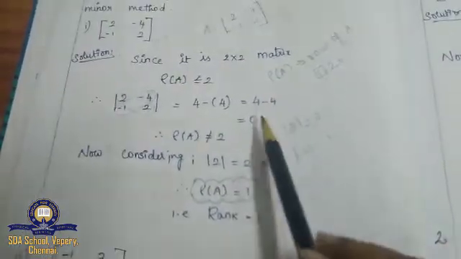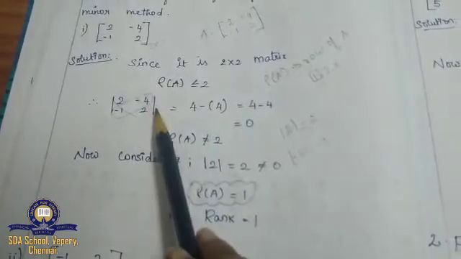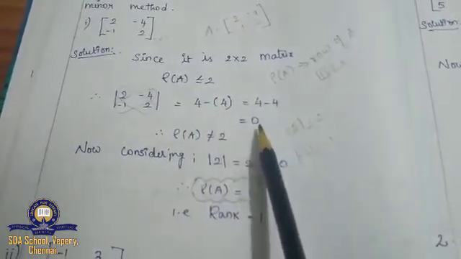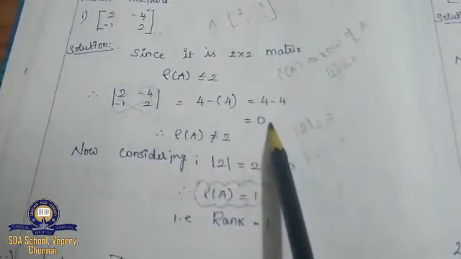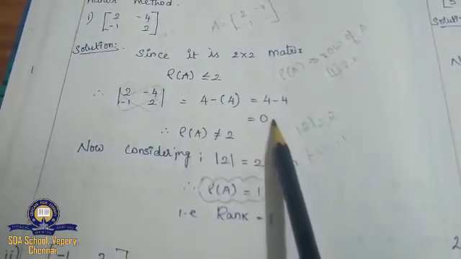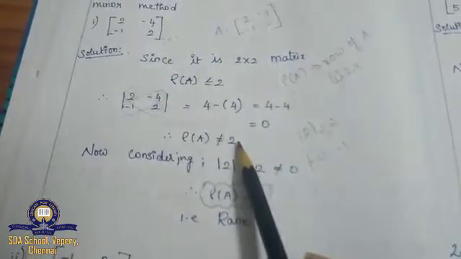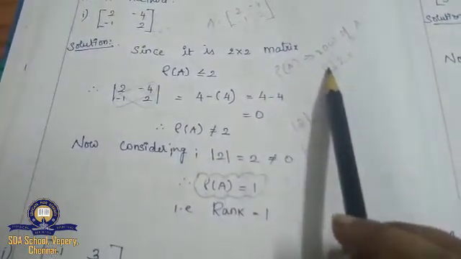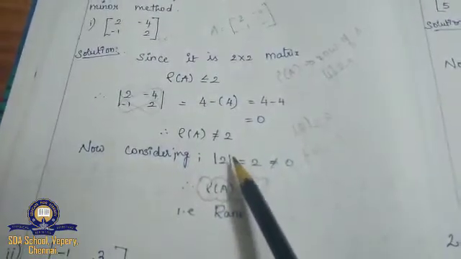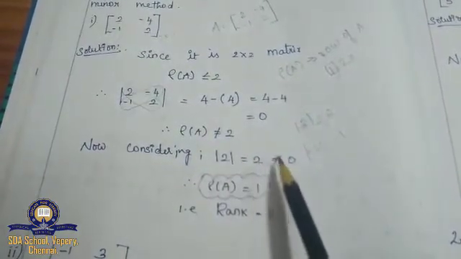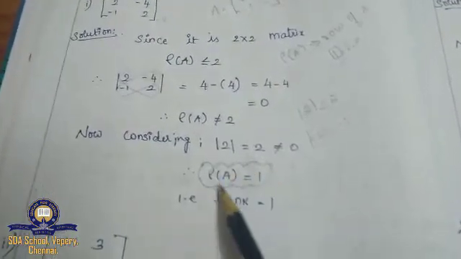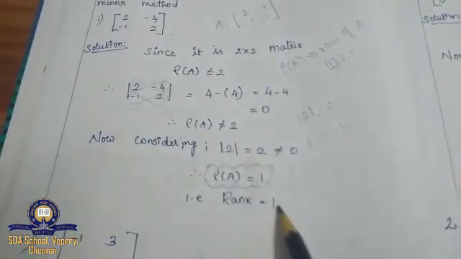But see, in the previous case I took the 2 cross 2 determinant. After finding the determinant, I got the value as 0. If I got the value as 0 by doing the determinant, that means the rank is not 2. So the possibility is 1. After I find the number, and that number is not equal to 0, your rank will be 1. So at last, the rank of this matrix is 1.